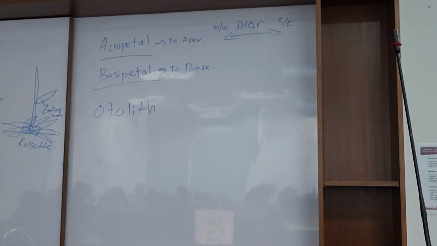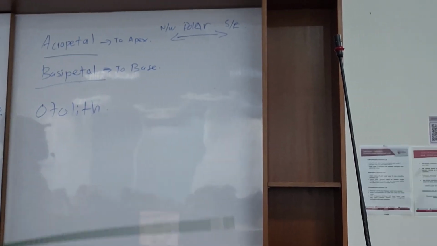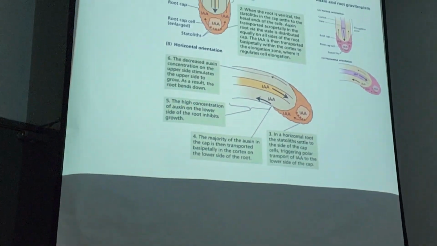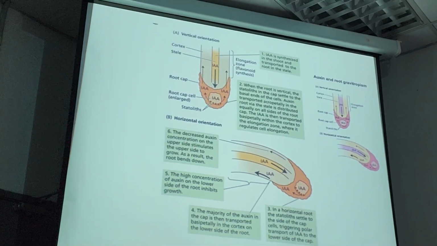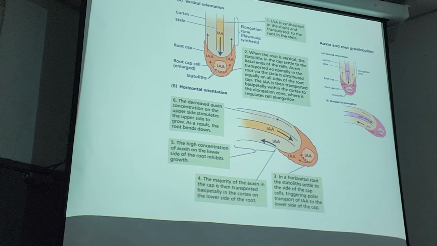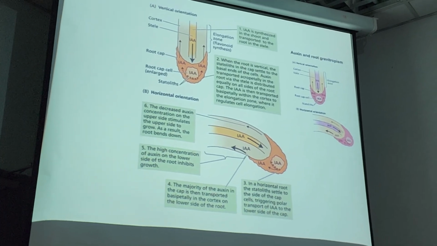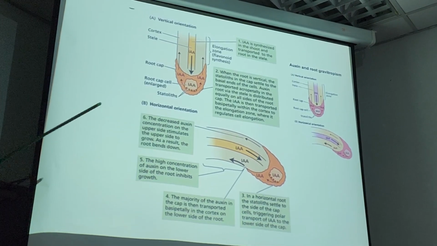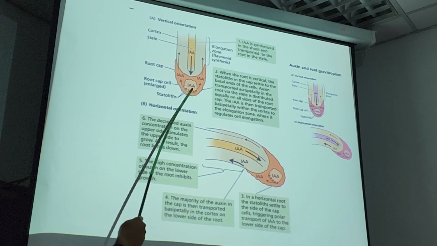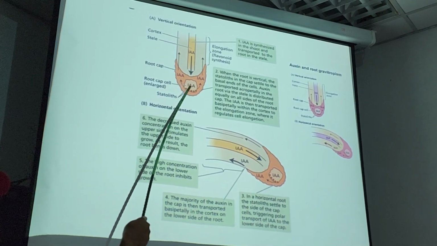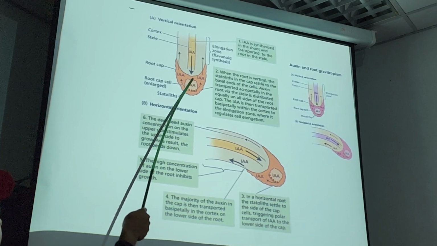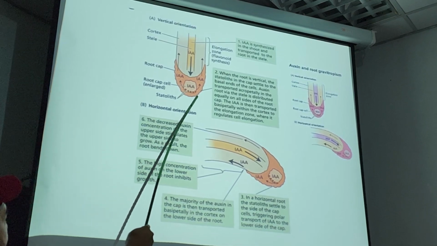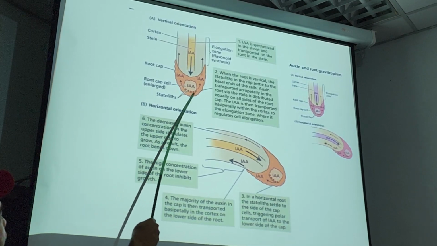So in plants, you have statolith. Not for balance, but for gravitropism, to ensure that the root is following gravity or otherwise. So when the plant is vertical, you already have your auxin concentrated in the tip, because the auxin originated from the shoot. The statolith is also concentrated in the tip of the root.